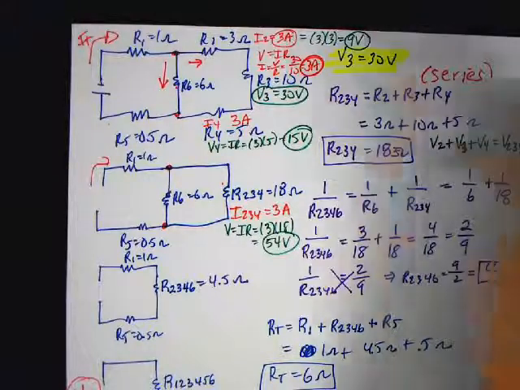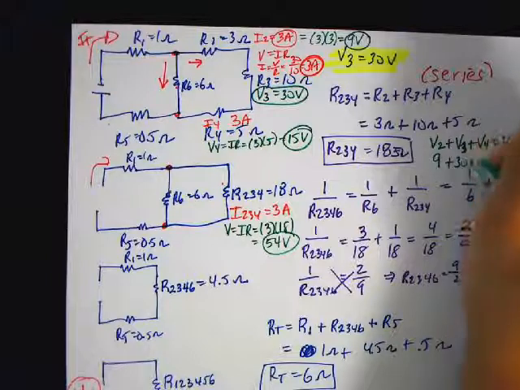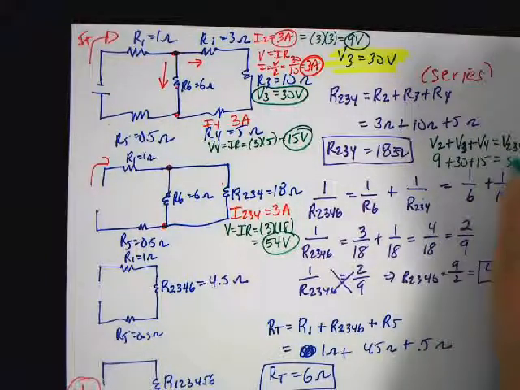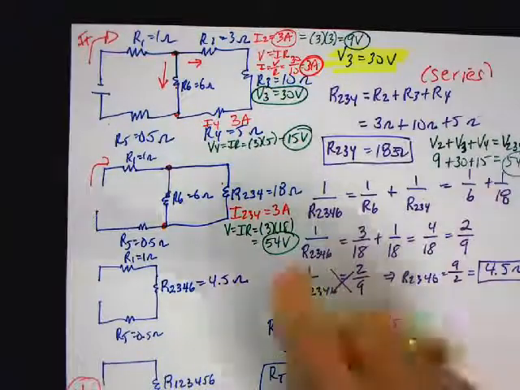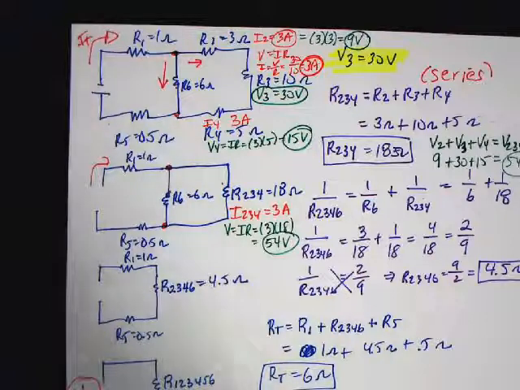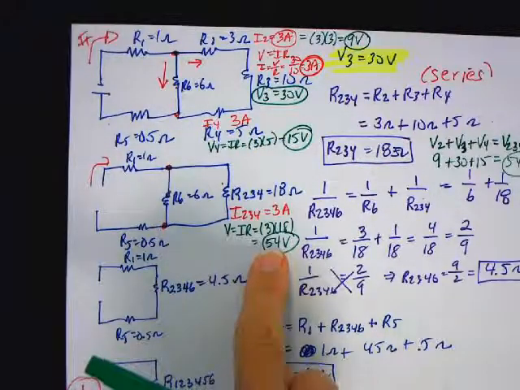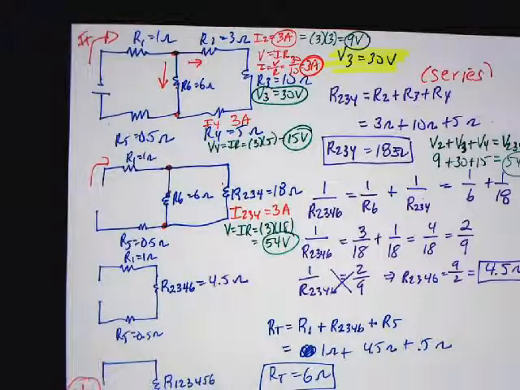V234. So let's add it up. 9 plus 30 plus 15 is equal to 45, and 9 is 54 volts. So do you see how I get the same answer either way? I always have a way in circuits to check my work. So if you do this problem, either you would add up these voltage drops to get the voltage here, or you could just say, I know the current is the same. Either way, I'm going to get the same answer.